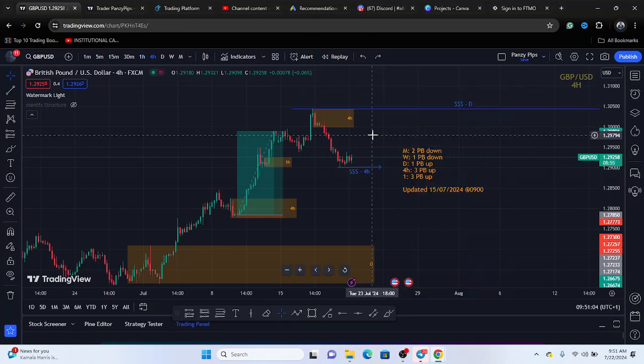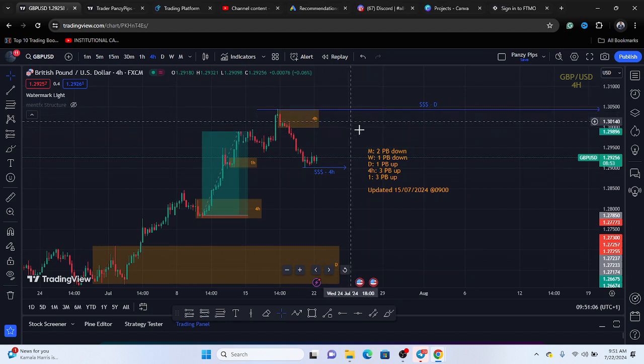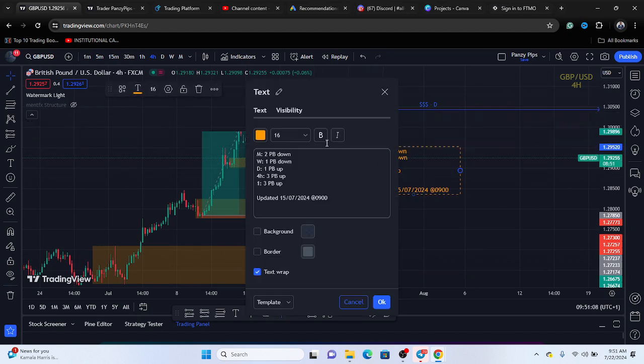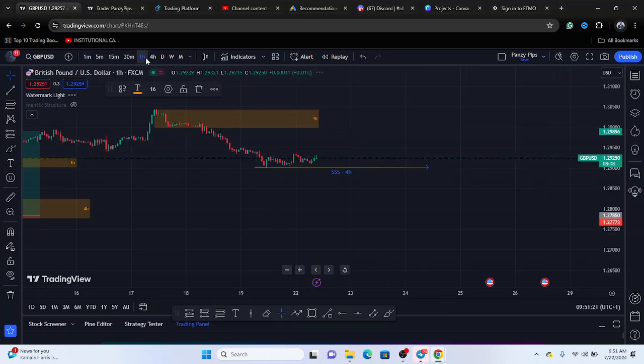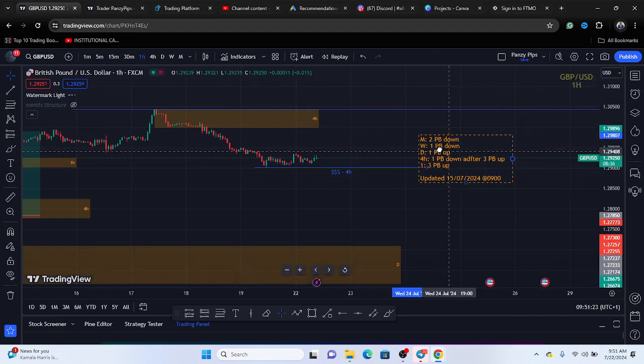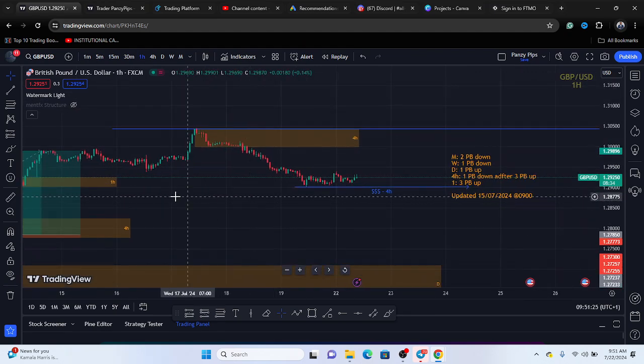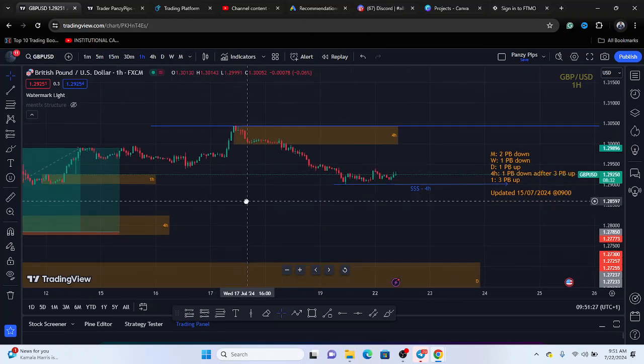Okay, now let's go down to the 1 hour. So on the 4 hour we are 1 PB down after 3 up. Alright, now let's look at the 1 hour. For the 1 hour, what do we have? We can see that the last up move was from here. Let's complete that up move.